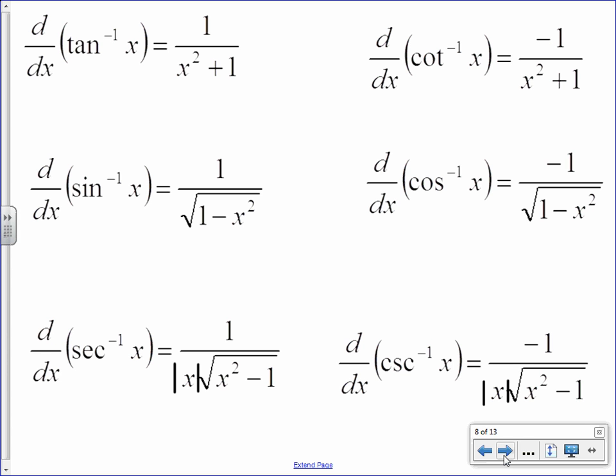The ones you will see most often would be inverse tangent and inverse sine, followed by inverse cosine. Those would be the three that you could expect to see more often, like on the AP test. Notice if you know inverse sine, you know inverse cosine.